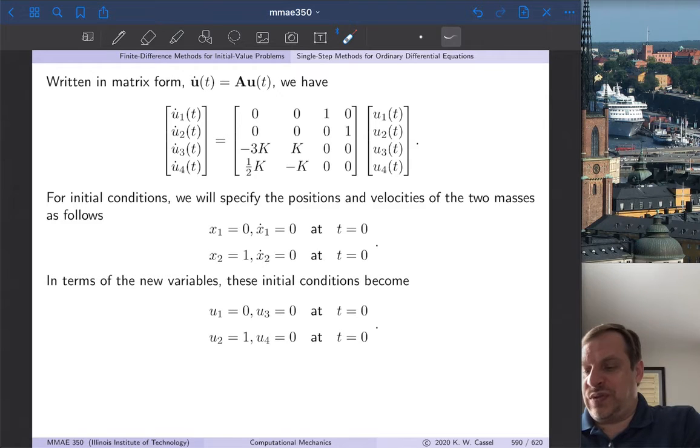So initial conditions, let's say that the original position of x1 is 0 and its velocity is 0. The original position, so that t is equal to 0, of x2, the right mass, is 1, and its initial velocity is also 0. So again, we have to translate these into the new variables. x1 is u1, x1 dot is u3, x2 is u2, and x2 dot is u4. So these are the new initial conditions in terms of u1, u2, u3, and u4.